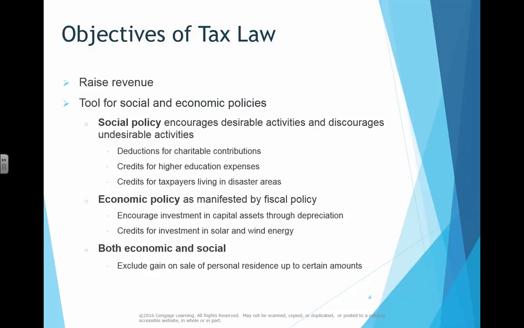But it's not just the revenue and the disbursement to things that we need like roads and military and schools and healthcare. It's also a tool for social and economic policy. So we use tax law to affect desirable social and economic policies. For example, you can deduct the amount you give to charities. That's socially desirable, right? So if I'm in the 30% tax bracket and I give $1,000 to the youth homes, I just saved $300 in taxes. So it really cost me $700 to give that $1,000 away. That's socially desirable, right?